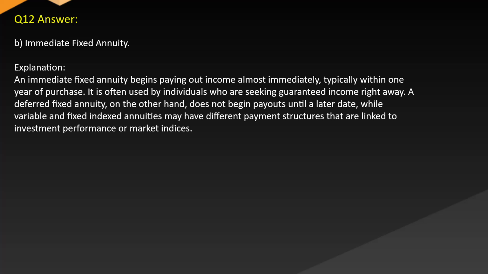Answer B. Immediate fixed annuity. Explanation. An immediate fixed annuity begins paying out income almost immediately, typically within 1 year of purchase. It is often used by individuals who are seeking guaranteed income right away. A deferred fixed annuity, on the other hand, does not begin payouts until a later date, while variable and fixed indexed annuities may have different payment structures that are linked to investment performance or market indices.